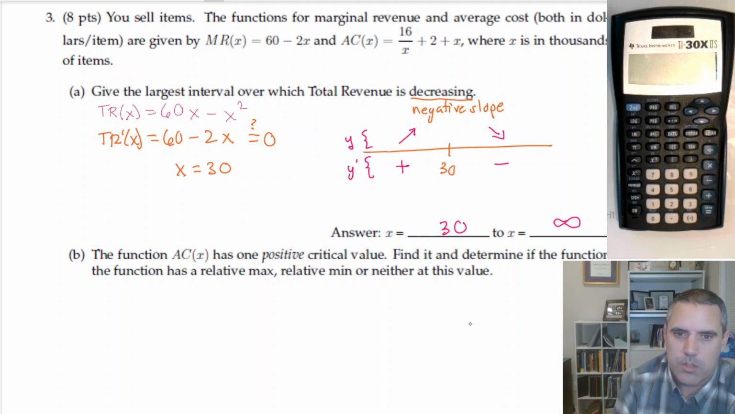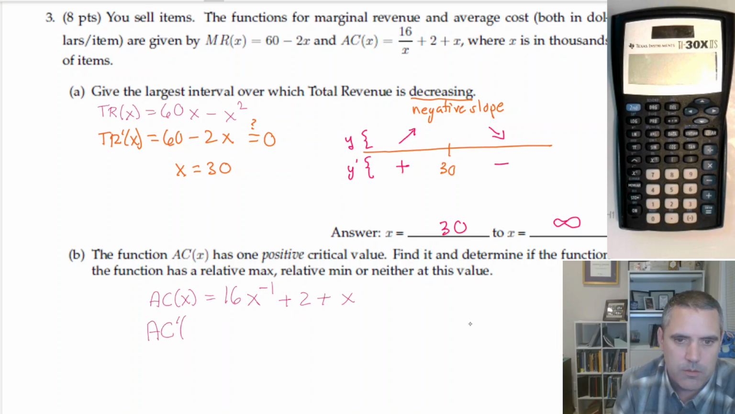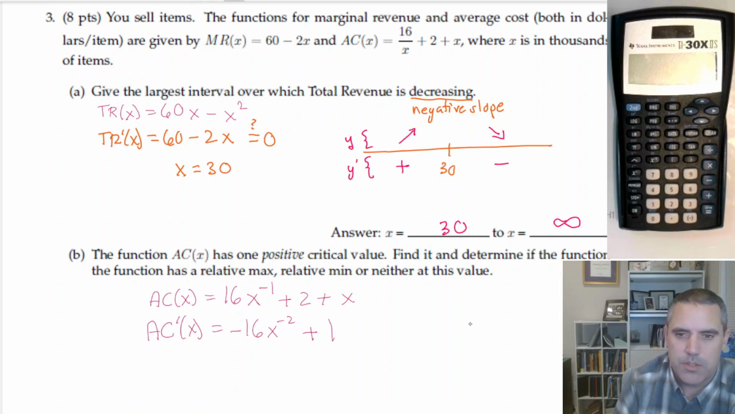Okay, so the question is about average cost. It has one critical value. So the average cost is our starting function. 16x to the negative 1. And if we're still making mistakes on rewriting functions, that's a big thing holding us back here. Then we need to take the derivative: negative 16x to the negative 2 plus 0 plus 1. We need to set that equal to 0.